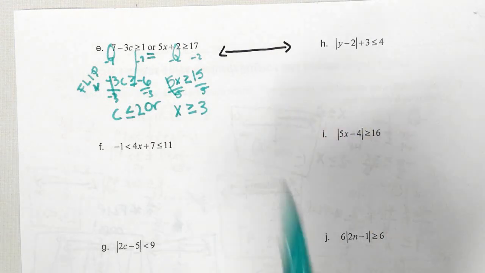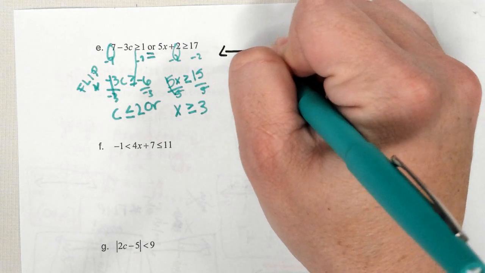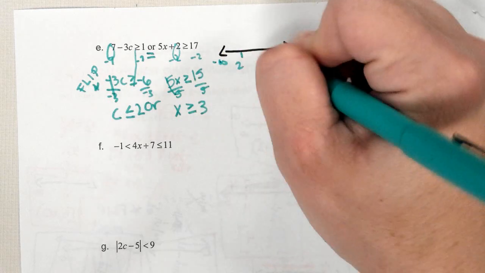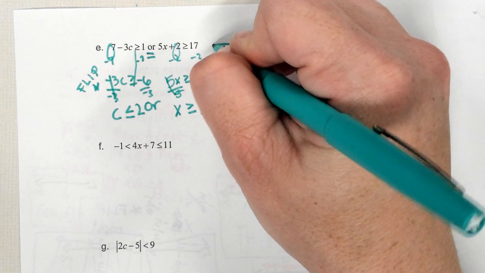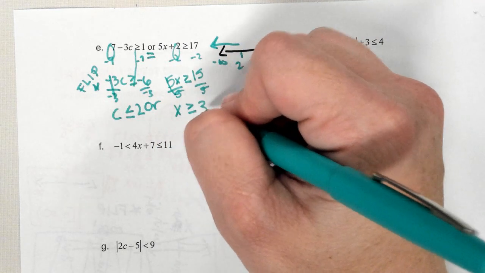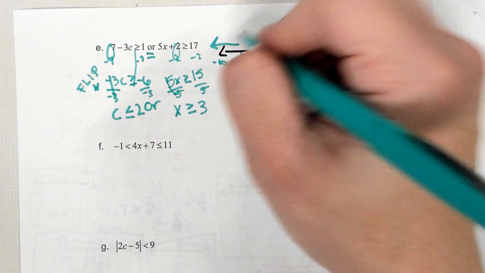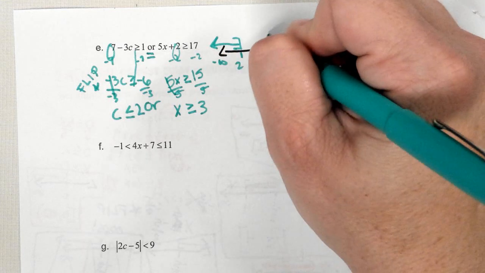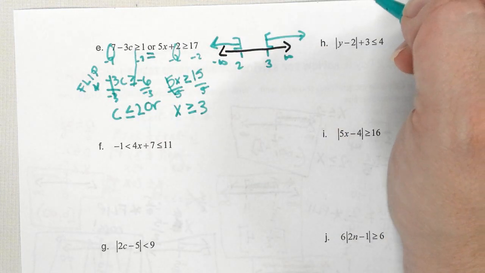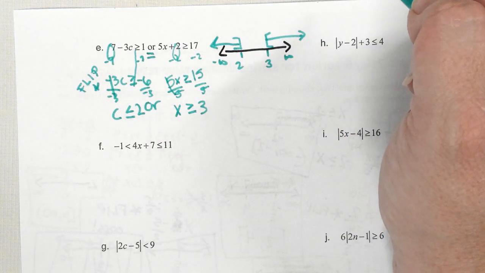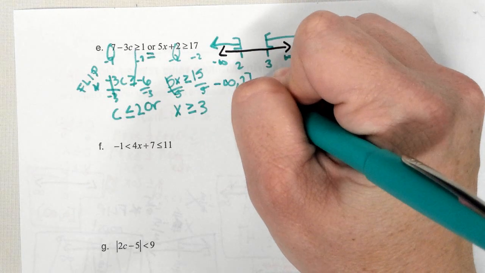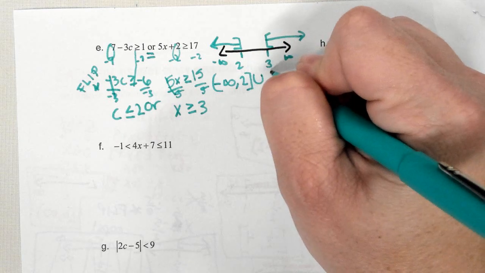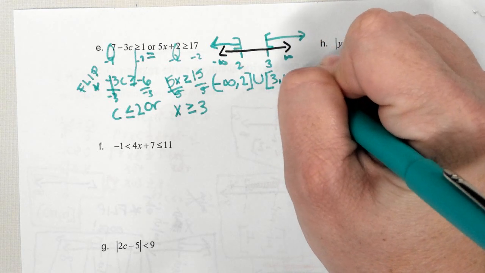So I have 2 is less than 3, so 2, 3, -infinity, infinity. And the c is less than or equal to 2. And x is greater than or equal to 3. They're both equal to, so they both get square brackets. And this is an OR problem, so it's okay that they don't overlap. So it goes from -infinity all the way to 2 with a square bracket, has a gap, and picks back up at 3 and goes to +infinity.